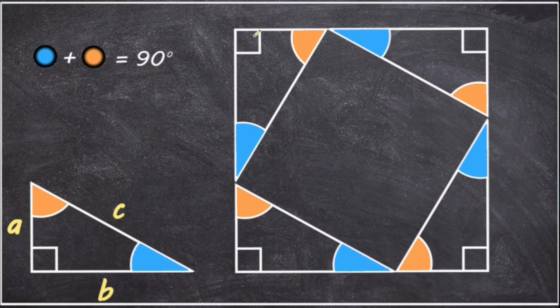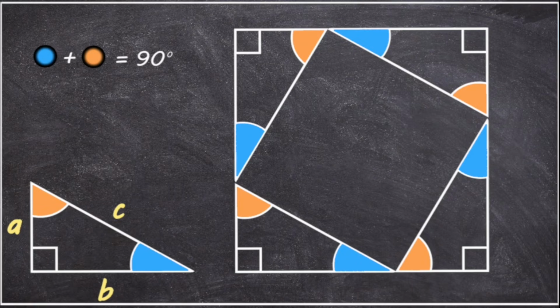Hopefully you can see that we've created a quadrilateral, and it's rectangular because each of the 4 angles is 90 degrees. And I'm going to show you that this is actually a square by using what we already know about the lengths of the edges in the original triangle. Note that the height of the triangle is A and the base is B.